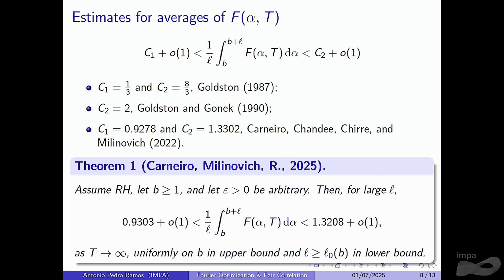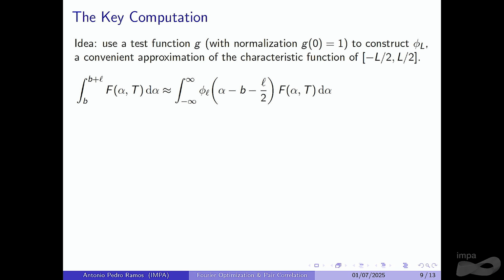Just a little bit about the proof of this fact. We do a convenient approximation of the characteristic function of an interval. We pick a test function g, which will satisfy some nice properties. I'm going to talk about them a little later. And we do a convolution with it to construct this approximation phi of L. You replace the characteristic function of the interval b to b plus L by this shifted version of our function phi.